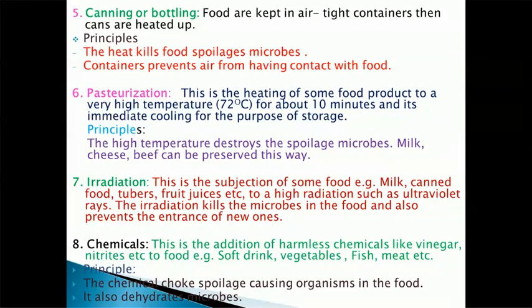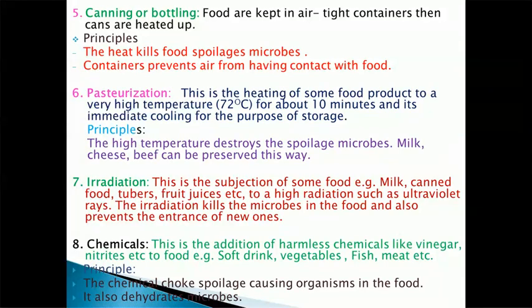Number six, pasteurization. This is the heating of some food products to a very high temperature such as 72 degrees Celsius for about 10 to 15 minutes, and then rapidly cooling them for the purpose of storage. Now the principle of pasteurization is that the high temperature destroys the food spoilage microorganisms. Milk, cheese, beef, and other foods can be preserved using this method. Most times, canning and bottling can be done by carrying out pasteurization first. So after pasteurization, the canning method can proceed in most cases.